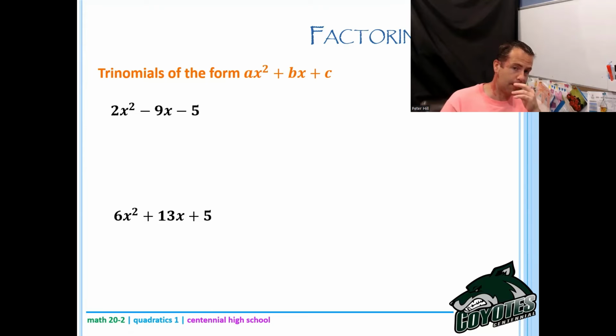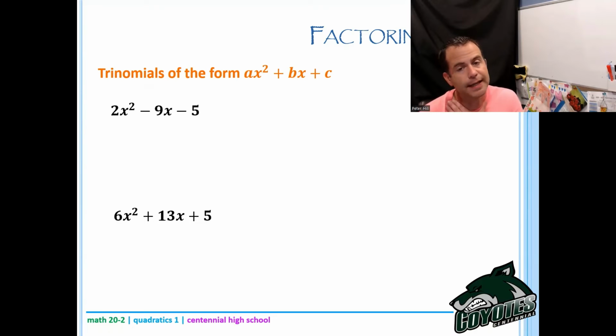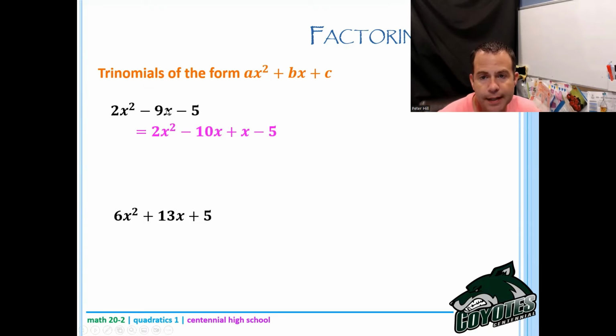So 2x squared minus 9x minus 5. I'm looking for two numbers that multiply together to give me negative 10. Remember, you have to multiply these outside guys together. And add together to give me negative 9. So that's going to be negative 10 and positive 1. So I broke my negative 9x into negative 10x plus x.